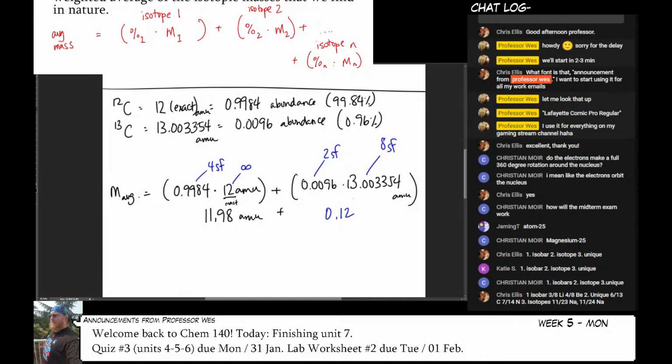Okay, and now I'm going to add these together, rounding my result to the hundredths place. So 11.98 plus 0.12 gives me 12.10 AMU.